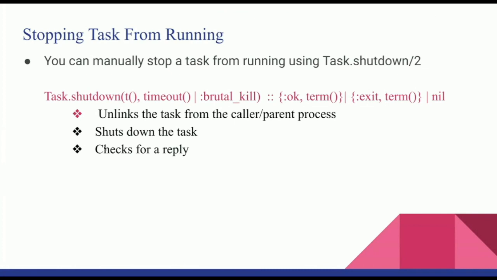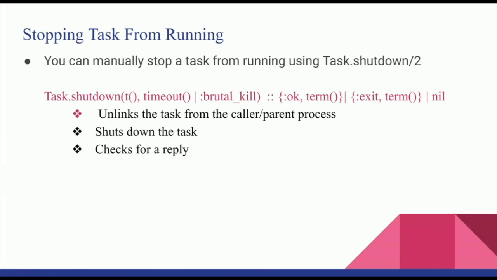Task.shutdown takes in a task and also takes in a timeout or the atom :brutal_kill. It returns a tuple. It can return a tuple of the atom :ok and a term, where the term can represent the output of the function that you are processing. If it's not successful, it can return a tuple of the atom :exit and a term. The term here can represent the reason for the exit, and in some cases can also return nil.